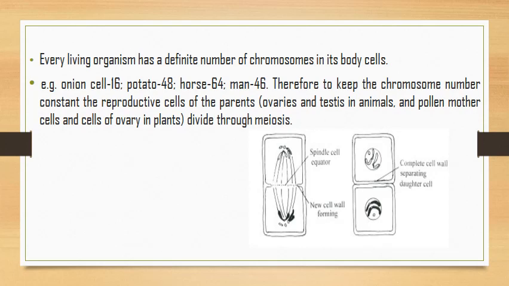Every living organism has a definite number of chromosomes in its body cell: onion has 16 chromosomes, potato 48 chromosomes, horse 64 chromosomes, man 46 chromosomes. Therefore, to keep the chromosome number constant, the reproductive cells of the parents divide through meiosis.